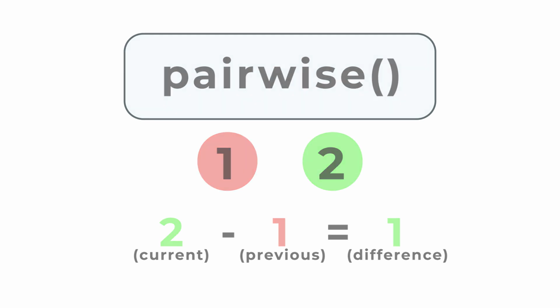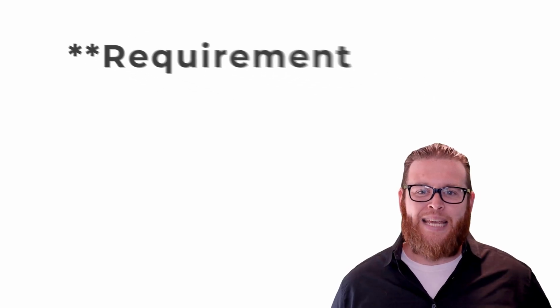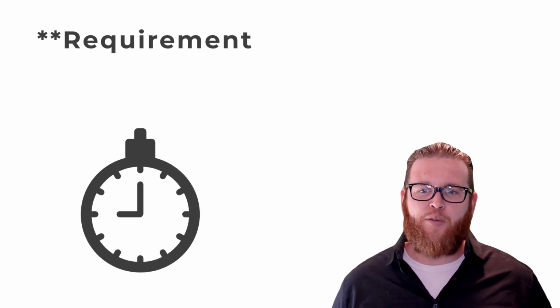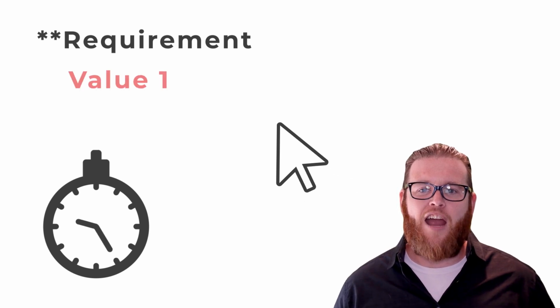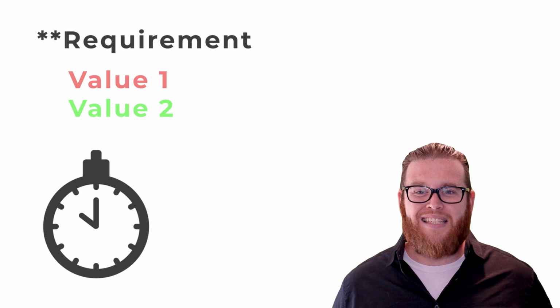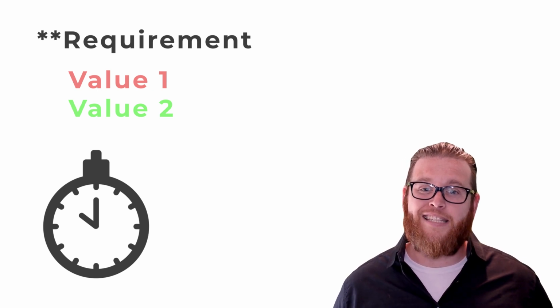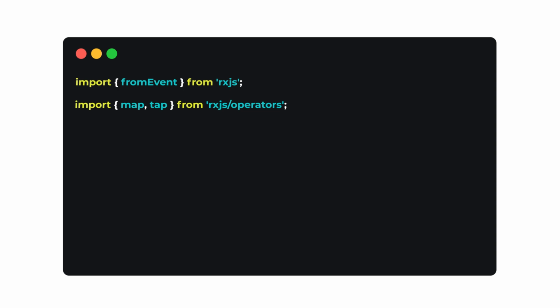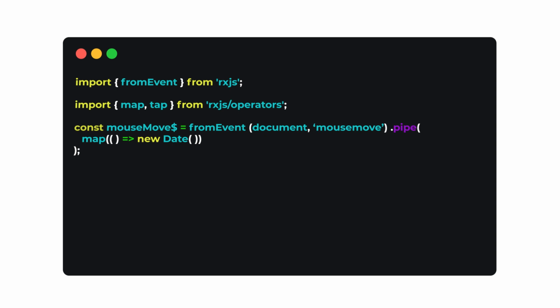observable stream. Let's say we have a requirement to keep track of the amount of time in between two mouse move events in our application. RxJS and pairwise make an otherwise complicated process very simple. Start by importing fromEvent from the RxJS library and use it to keep track of document mouse move events.